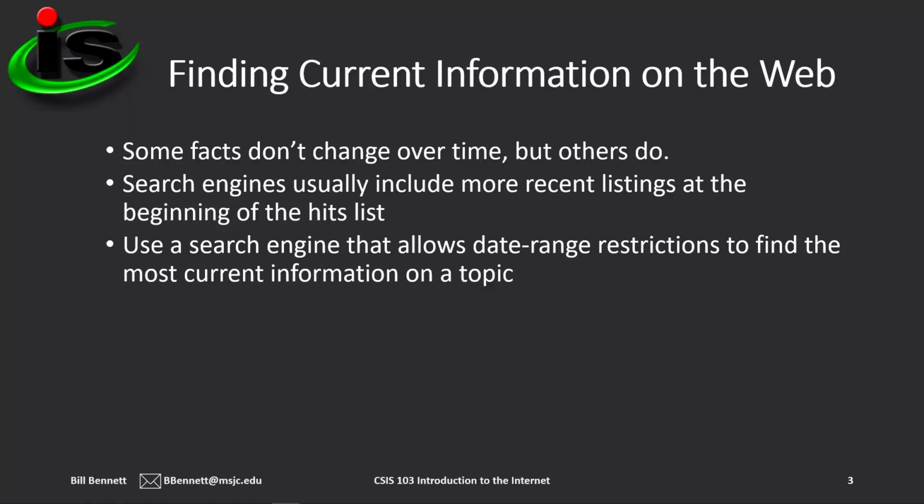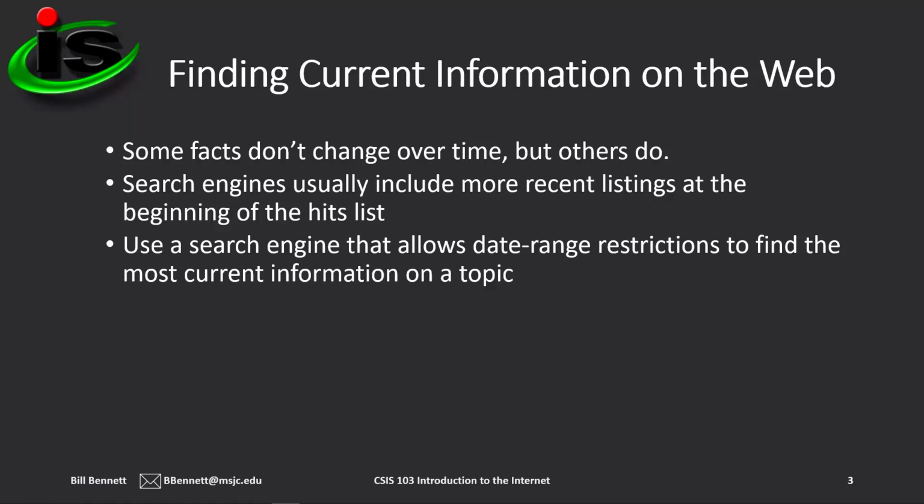When it comes to finding current information on the web, some facts don't change over time, but others do. In Module 3, you learned how to use search engines and search operators to efficiently find information on the web. In many instances, your goal was to find facts about a topic. Often these facts don't change over time. Sometimes, however, you need to seek out the most up-to-date information you can find.